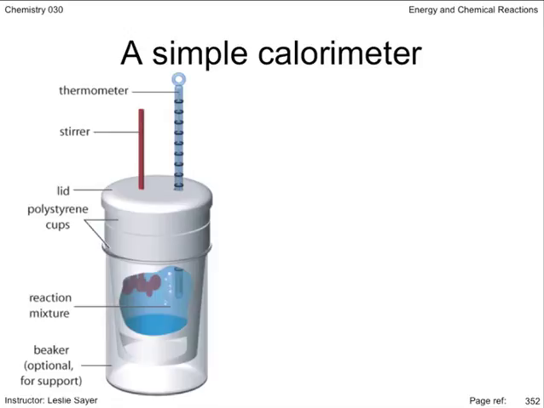A simple calorimeter can be constructed by using two nested polystyrene cups with a lid, a stirrer, a thermometer, and a known volume of water to complete the setup.